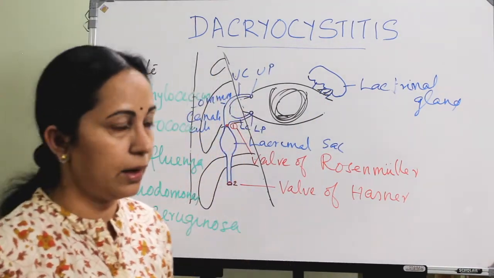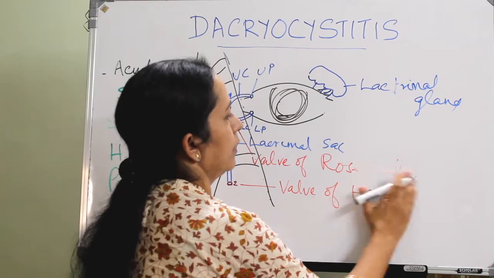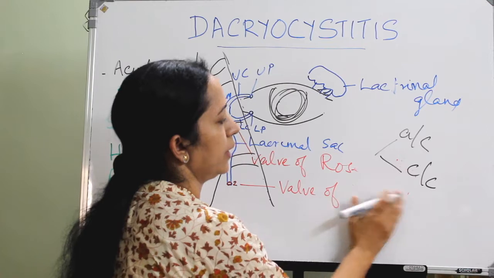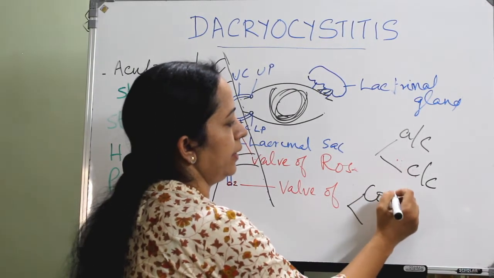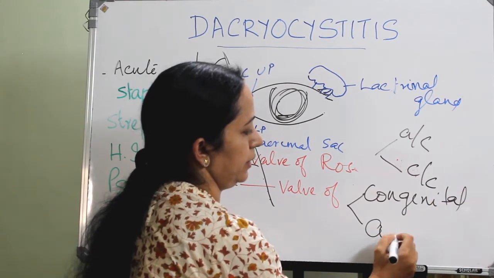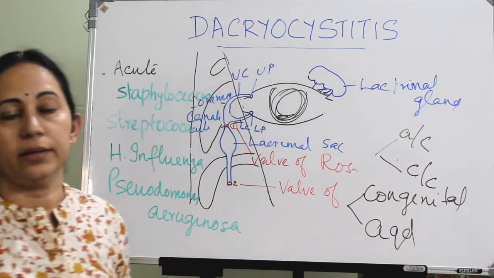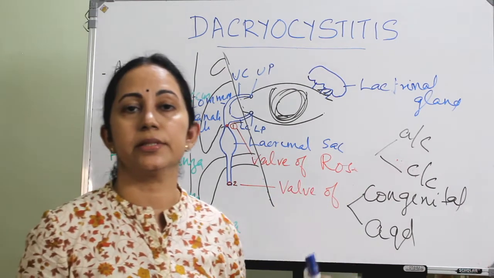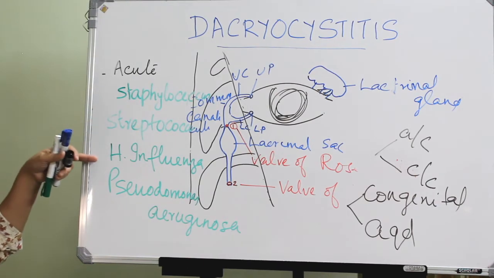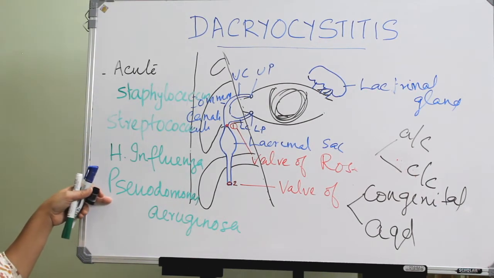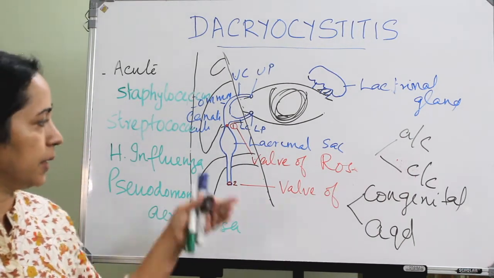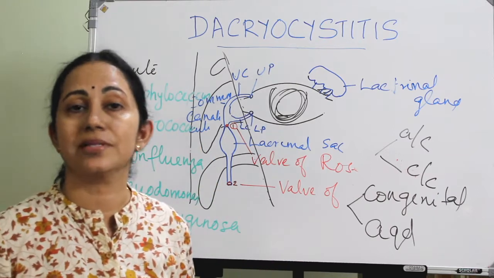Dacryocystitis can be divided into acute or chronic, or again it can be divided into congenital and acquired. Okay, acute and chronic, congenital and acquired. The acute dacryocystitis is mainly due to infections. It can be due to staphylococcus or streptococcus infection or H. influenzae, or it can be due to Pseudomonas aeruginosa infection.